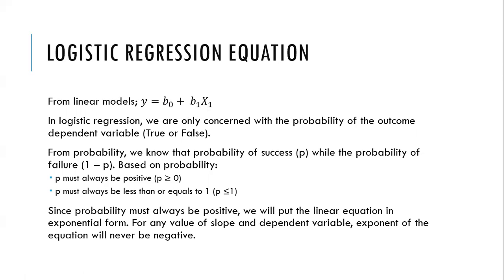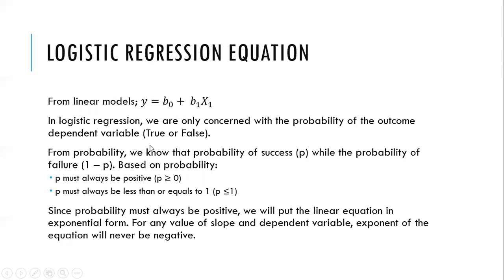So usually the outcome takes the format, like we've seen, of true or false, 1 or 0, success or failure. So we are only concerned with the probability of that outcome. And in order to get the probability of that outcome, we need to make some assumptions in order to reshape the way this equation looks.